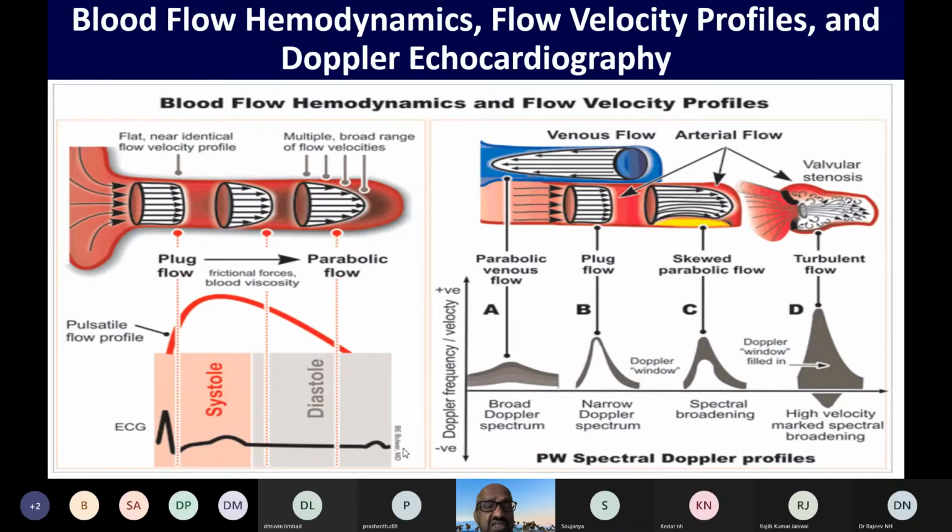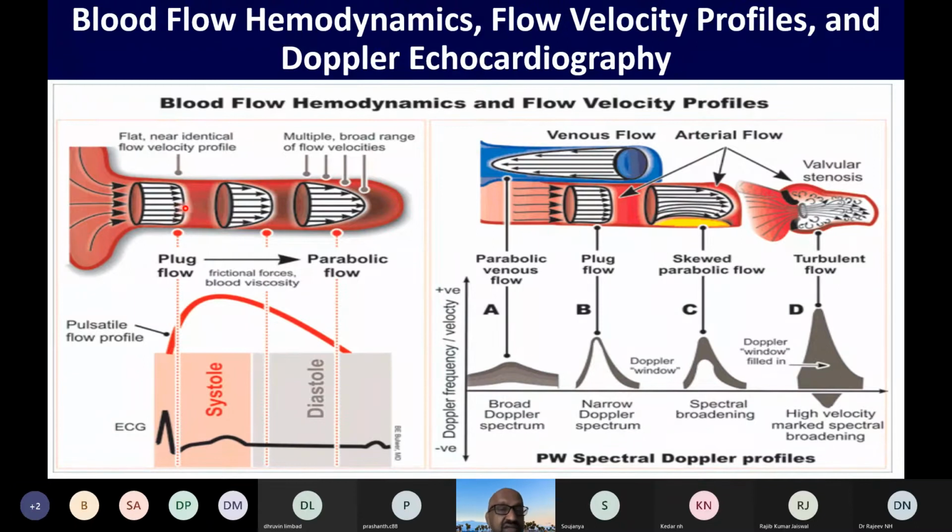So coming to the blood flow velocity, this shows the simplified depiction of blood flow velocity in a large blood vessel such as the aorta, with each systole as the blood is passing through the tubular structure, that is the aorta in our case. During systole you get what is called the plug flow, where all the red blood cells are running parallel to each other and there is absolutely no turbulence.